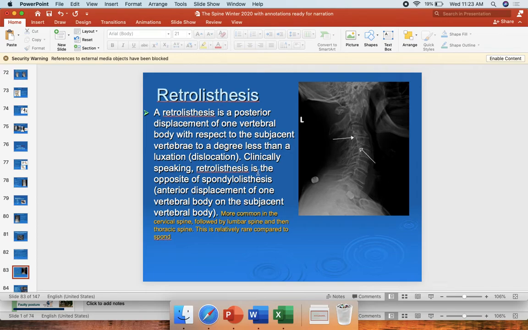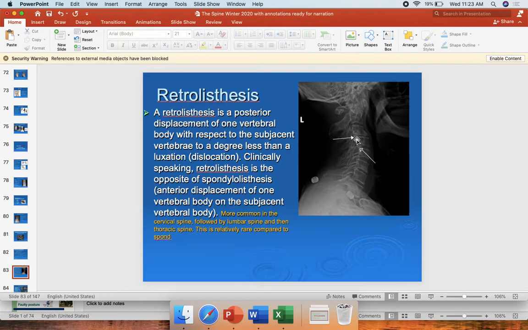And then the last one we're going to talk about here is a retrolisthesis. A retrolisthesis is in reality the exact opposite of a spondylolisthesis. Instead of having an anterior slippage, we're going to have a posterior slippage of the vertebrae. Remember, this is going to be so much less common because think about all the bony structure you're going to have to go through as a vertebrae in order to slide posteriorly, right?